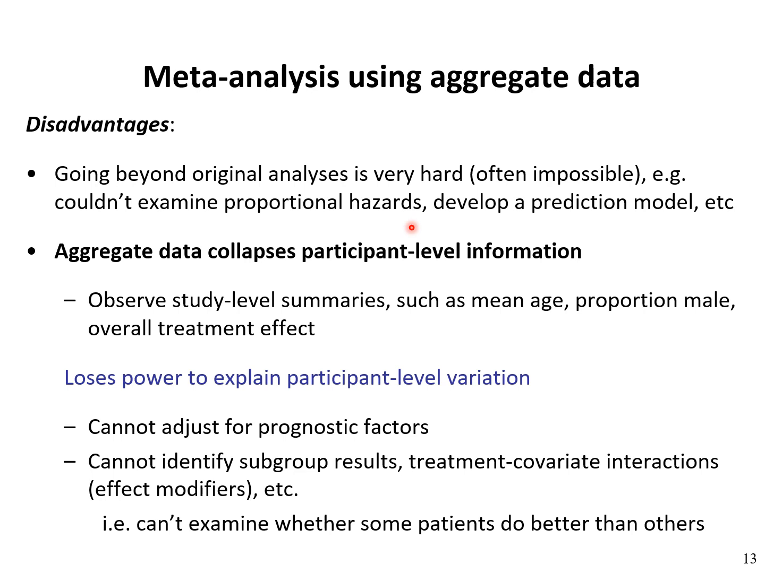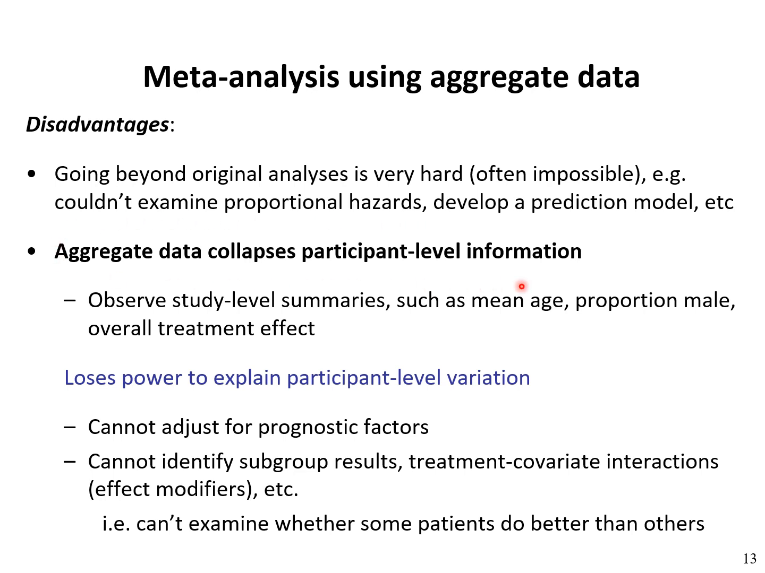It's also very hard to go beyond the original analysis, so you're basically reliant on what people did before, and you couldn't, for example, suddenly want to look at continuous covariates in a nonlinear way or examine non-proportional hazards. You can't do that with the aggregate data.